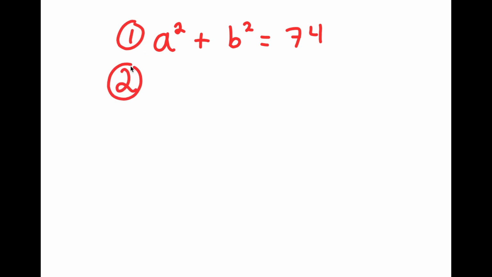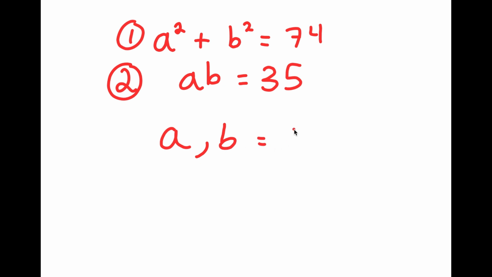Alright, so in this video, I'm going to be teaching you guys how to solve these systems of equations. a squared plus b squared is equal to 74, which is my first equation. And my second equation is ab equals 35. So I want to find the value of a and b. So how do I do this?